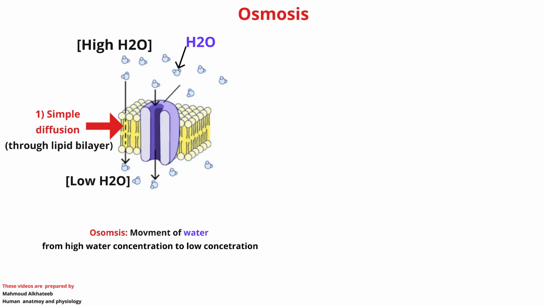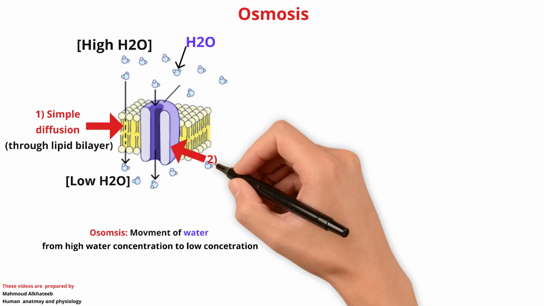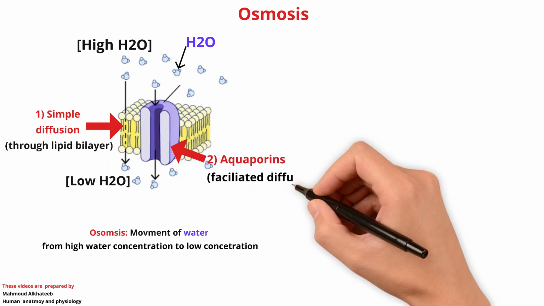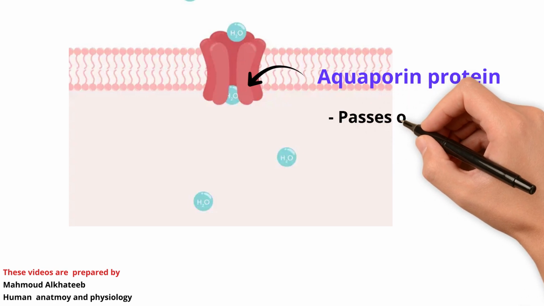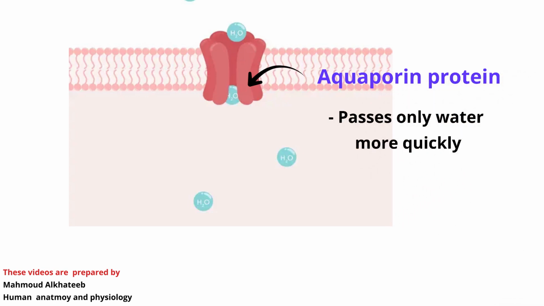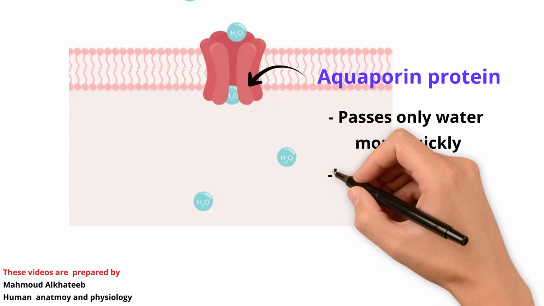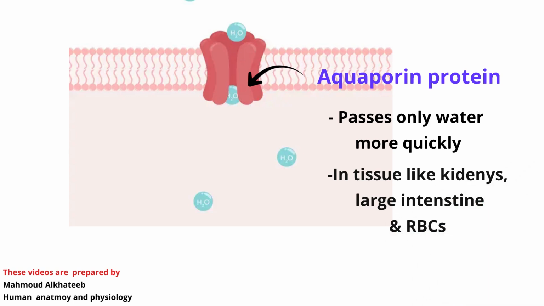To enhance the movement of water, especially in cells where rapid transport is necessary, water channel proteins called aquaporins are employed. These aquaporins act like gates, allowing water molecules to pass through the membrane more efficiently and quicker than simple diffusion while preventing the passage of other molecules or ions. They are essential in cells in areas like the kidneys and large intestine, where water needs to be reabsorbed efficiently back into the bloodstream to prevent dehydration.